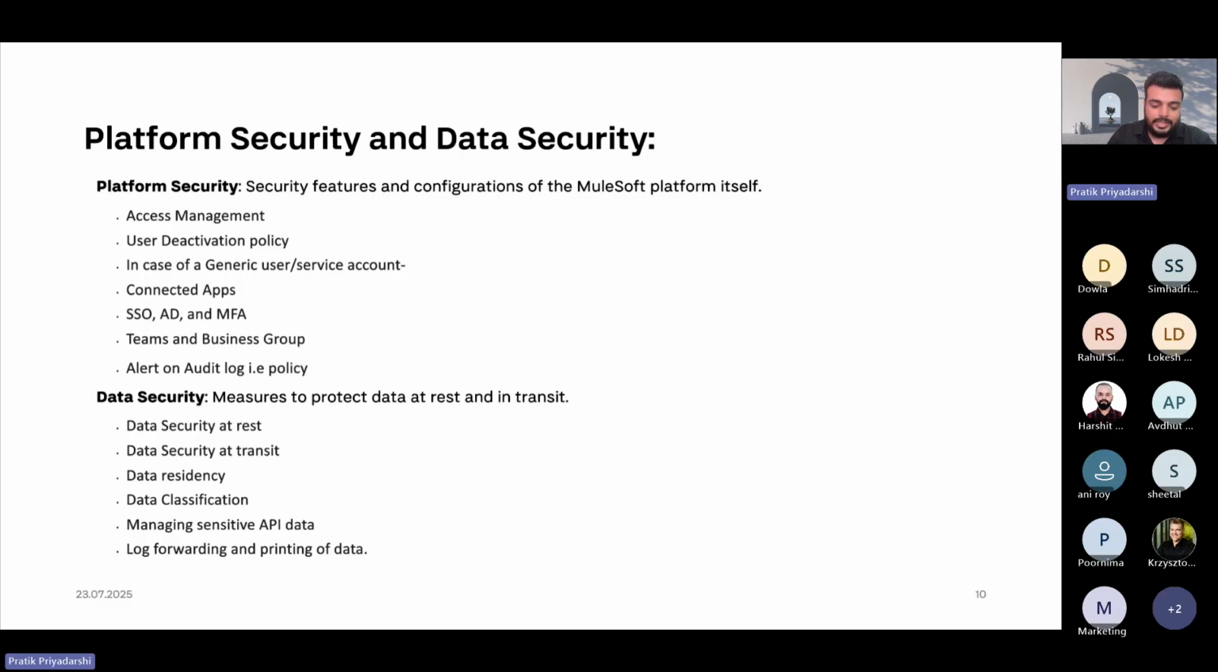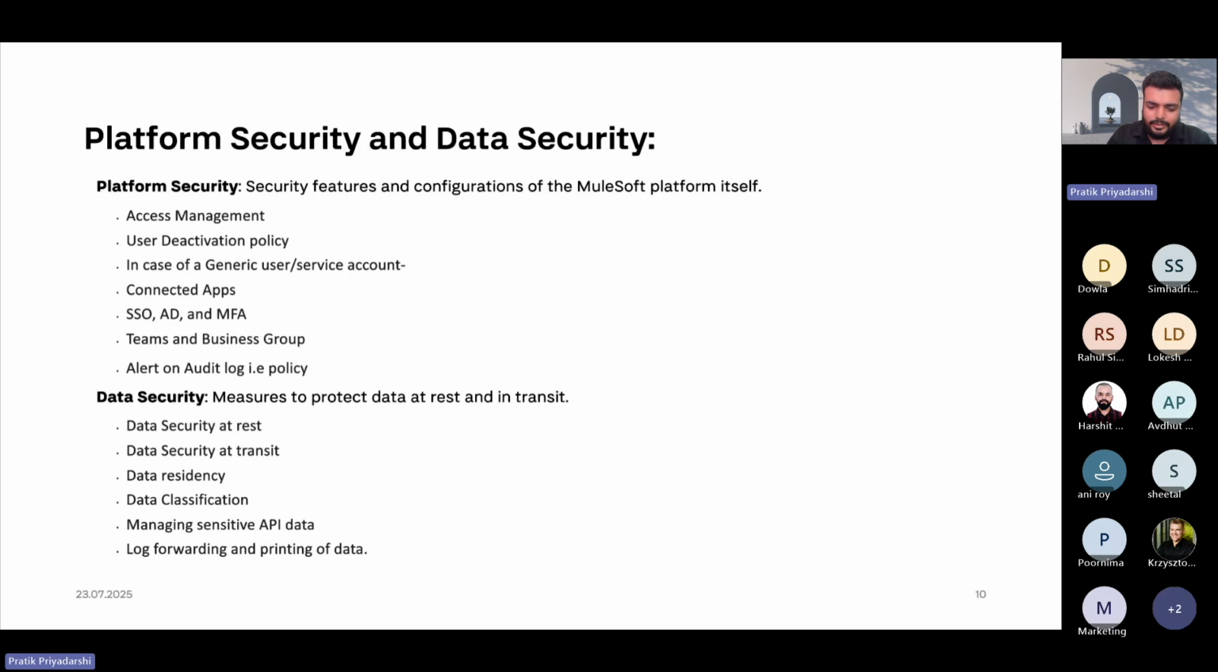So these are the important things in platform security, but sometimes it is also about something that we don't even think of, something subtler, like deactivating your unused users. Someone just leaves your organization, and are they deactivated, or is their access still active on the MuleSoft platform? So we also see your group policies.